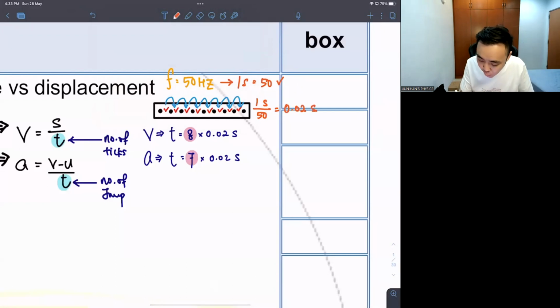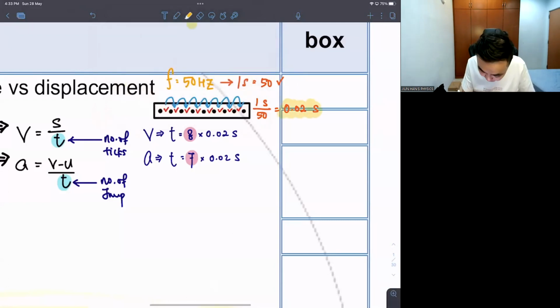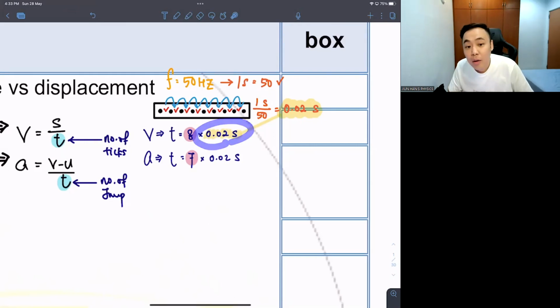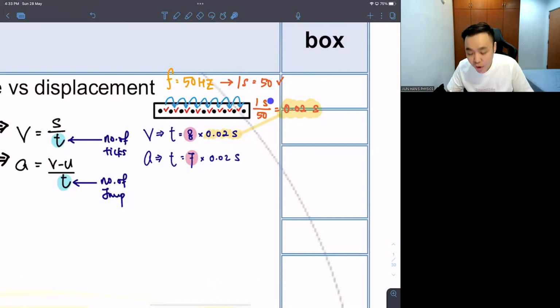0.02 seconds. Now, how do you get the 0.02? The 0.02 is because you have a frequency of 50 hertz. 1 over 50, 0.02. That's why this one, don't memorize. I'm not going to tell you to just remember 0.02. Why is it 0.02? Because 1 over 50. Why is it 50? Because 50 hertz. So if it's 40 hertz, it's going to be 1 over 40.